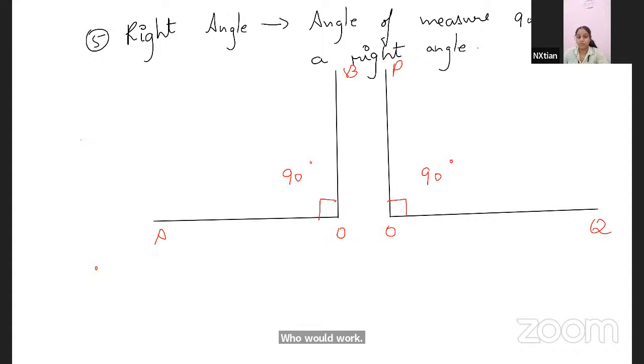Did you already show a reflex angle? Did I already show reflex angle? No, I haven't shown reflex angle yet. I thought if it was there, I must have missed it. No, Samir. I will show reflex angles and zero angle right now. Okay. I'm clearing the screen. Hope you guys have written this.